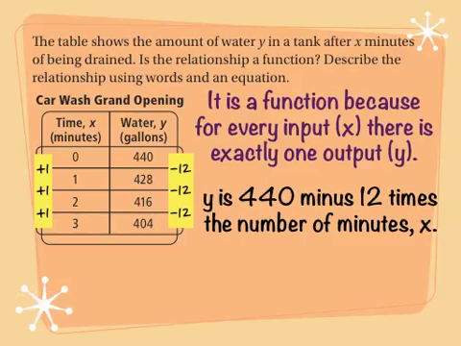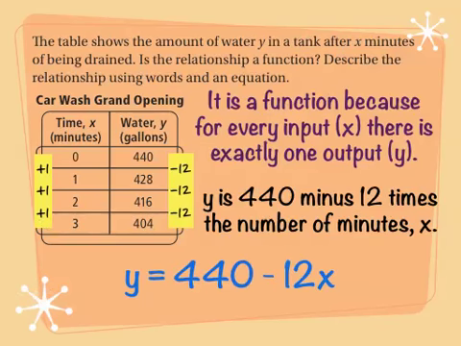You could also say Y is 440 minus 12 times the number of minutes. So 440 minus 12 times 0 is 440 minus 0, which is 440. 440 minus 12 times 1 is 440 minus 12, which is 428. 440 minus 12 times 2 is 440 minus 24, which is 416. So this works. And writing it as an equation, I can write Y equals 440 minus 12 times X, where X is the number of minutes and Y is the water in gallons.